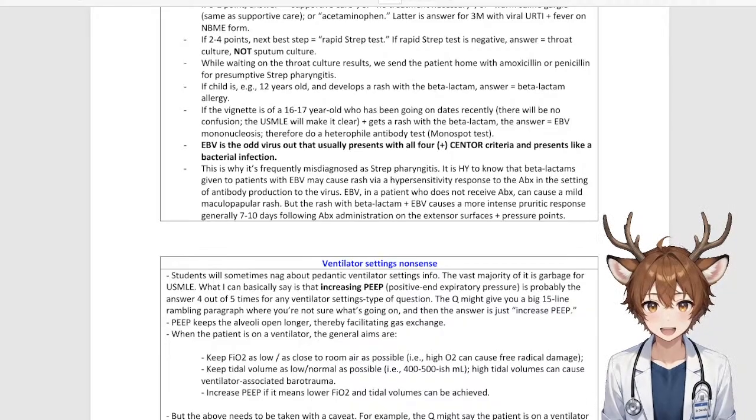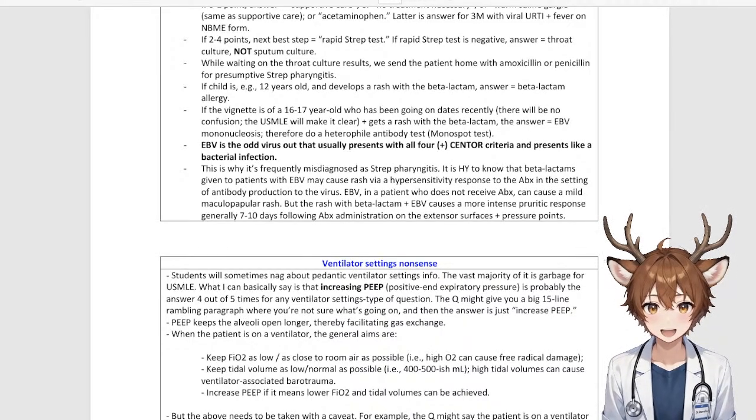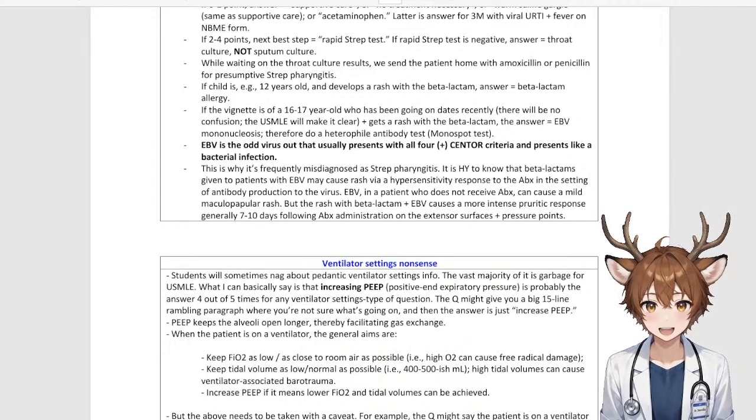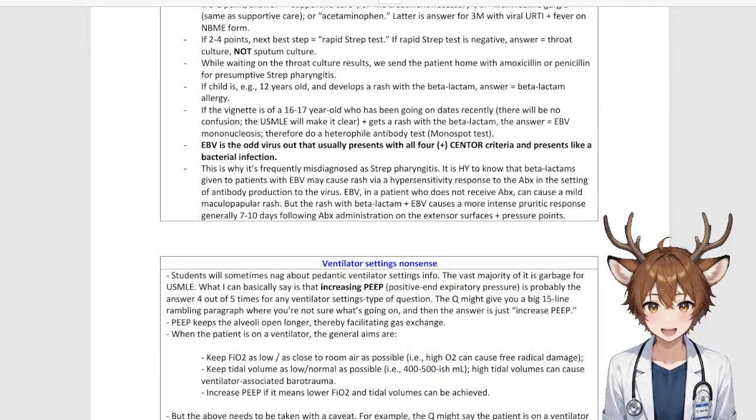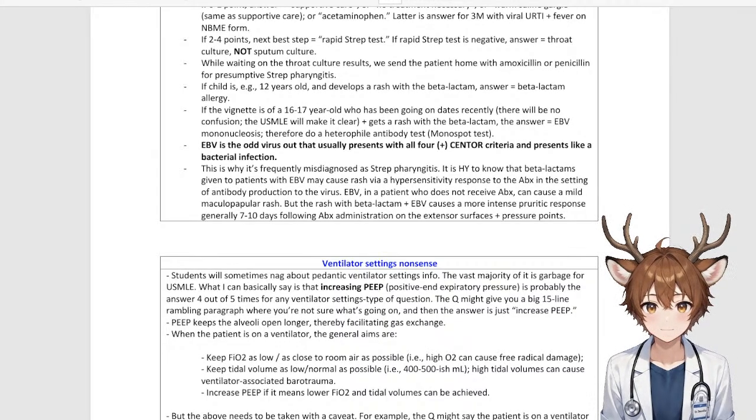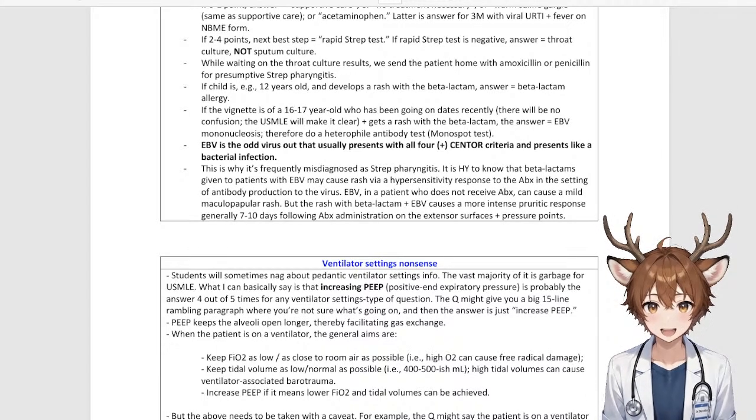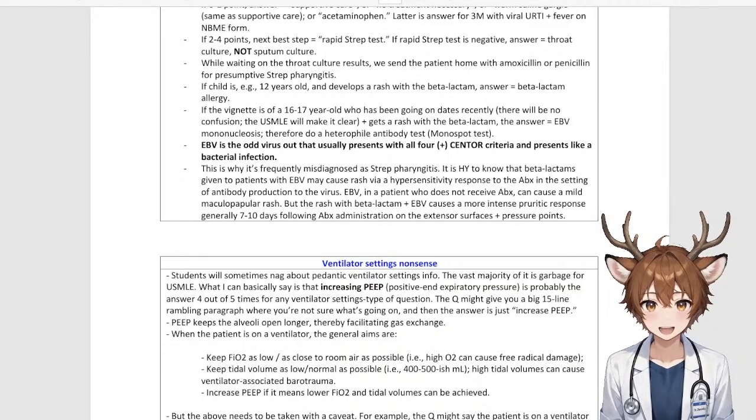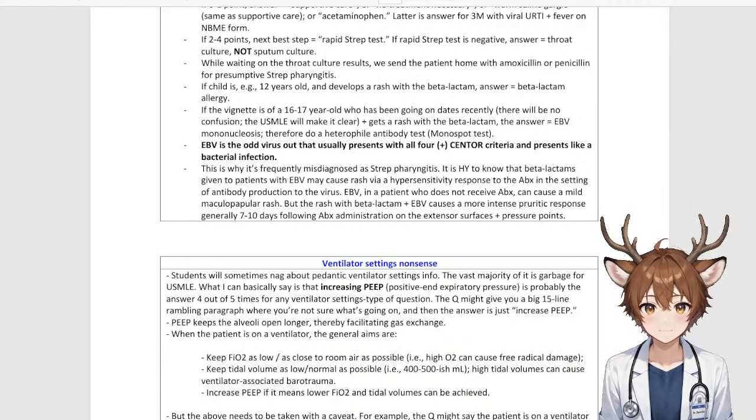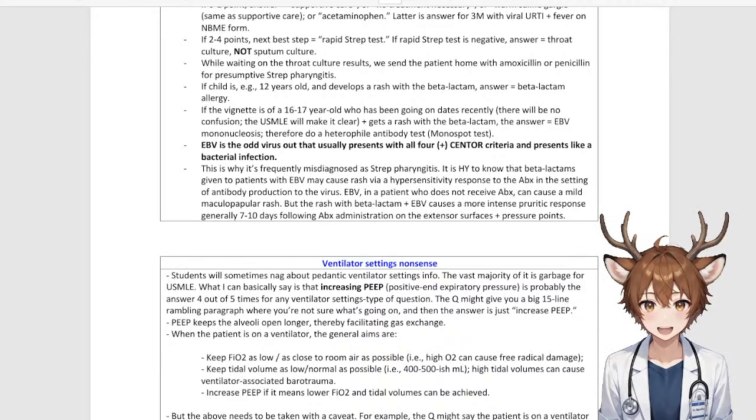Remember, Epstein-Barr virus is called the kissing disease. Epstein-Barr virus is an odd virus out that usually presents with all 4 positive Centor criteria and presents like a bacterial infection, but it's not. It's Epstein-Barr virus, right? This is why it's frequently misdiagnosed as strep pharyngitis. It is high yield to know that a beta-lactam given to a patient with EBV may cause a rash via a hypersensitivity response to the antibiotic, in the setting of the antibody production to the virus.